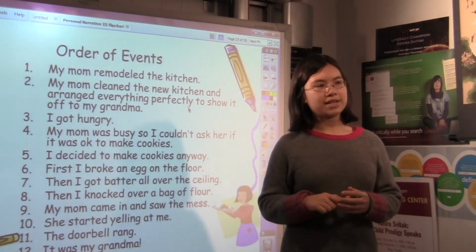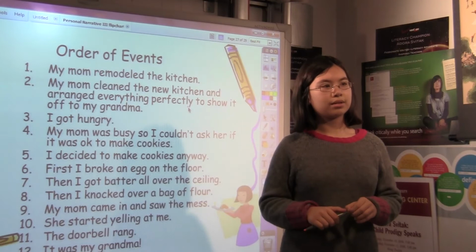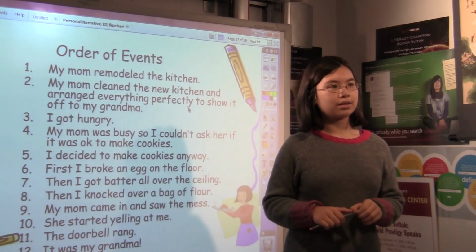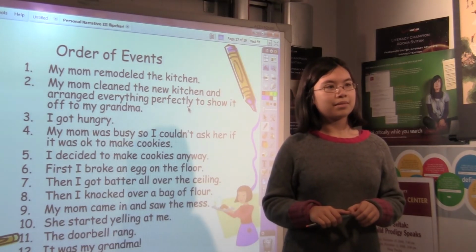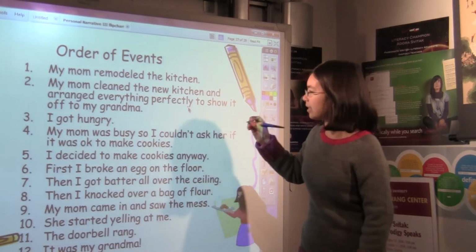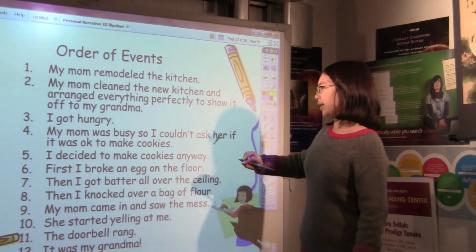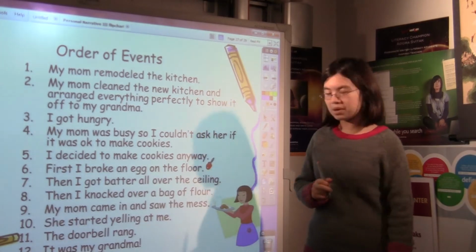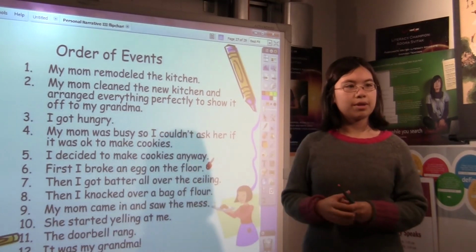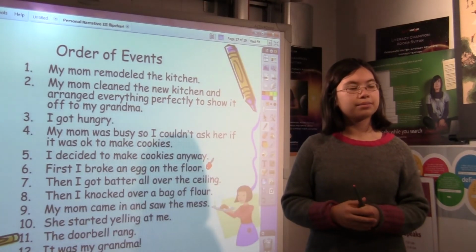So, I saw a raised hand. What do you think's the most exciting? It started whenever she or he broke an egg. Okay, so you think maybe the exciting point starts when the person breaks the egg on the floor. Okay, so I'm going to put a mark next to it. Any other ideas? What are some other exciting points in the story?